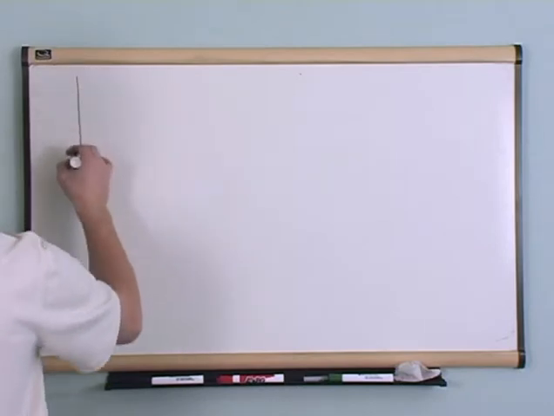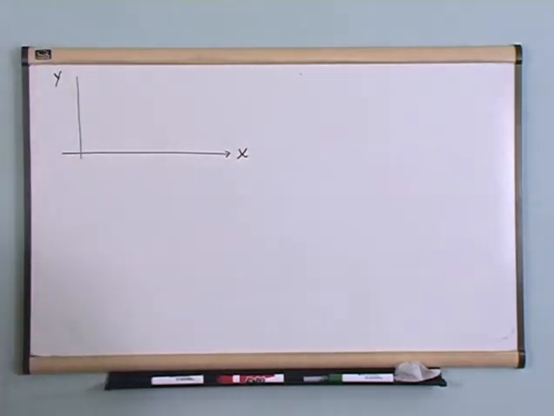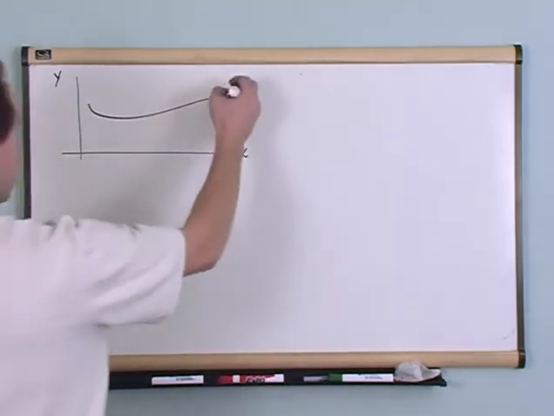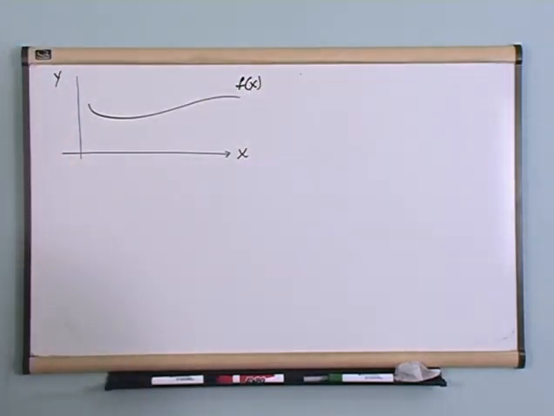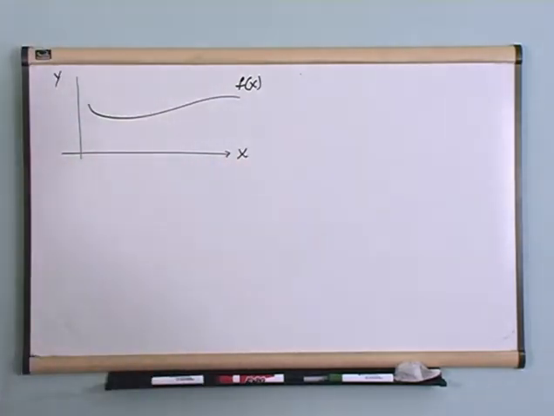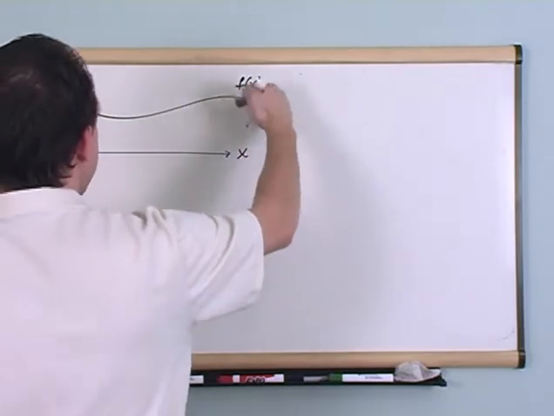Let's say you have x, y, like this. This is the x-axis, obviously, and this is the y-axis. And you have some function here, let's call it f of x, like we always do, and it's defined up here above like this. Now let's say that you took this f of x and you rotate it about the x-axis.